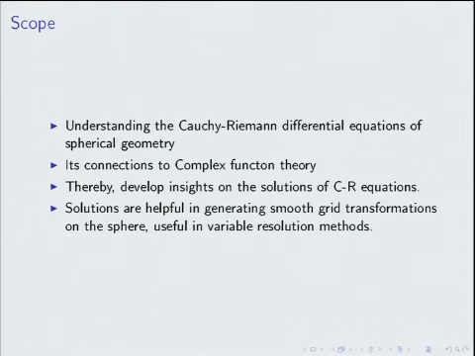Like we are going to understand the Cauchy-Riemann differential equation in the spherical geometry and its relation to the complex function theory. So, which will help to develop insights on the solutions of these CR equations. And these are the solutions which are helpful in generating smooth grid transformations on the sphere, and it is useful in variable resolution methods.